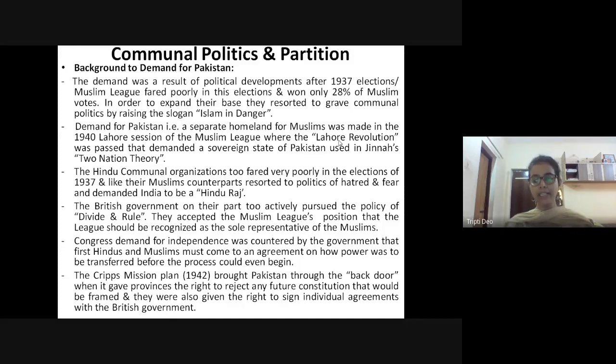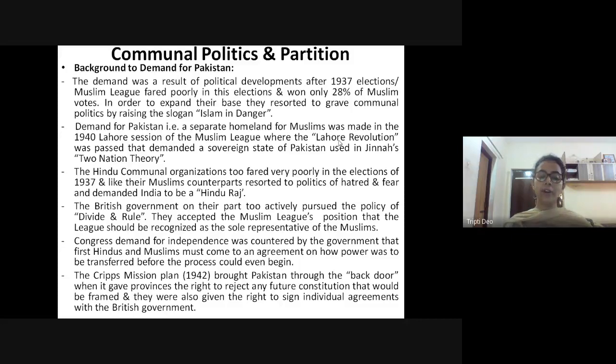So you see, from 1937 onwards, when the first general elections took place, the Muslim League had not got a lot of votes. In fact, it had fared very poorly. And because it wanted to take control, there was a lot of violence and communal politics that it ventured into by raising the slogan Islam in Danger.